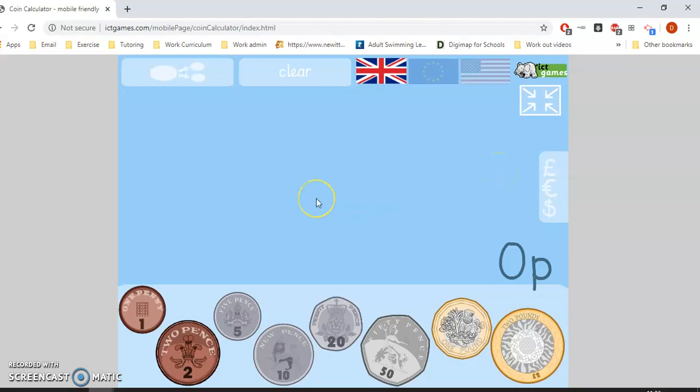Hello Year 1. This is our starter for today. We're going to be using this money website to revise about money and also about some of the sharing and the multiplication that we've been doing as well. So let's have a look.